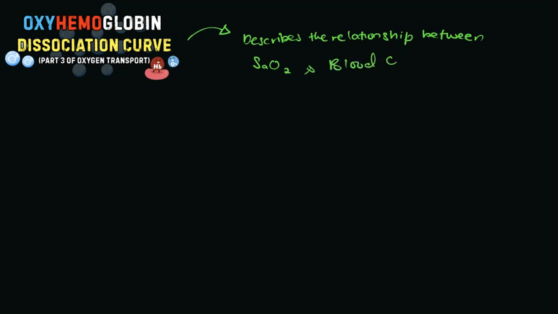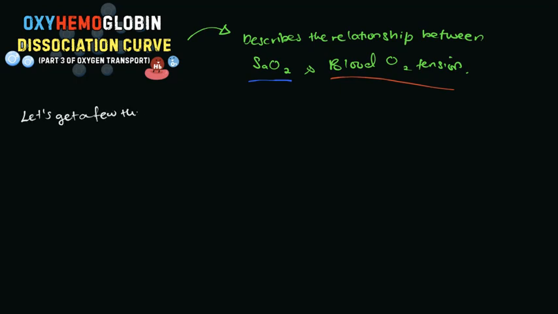Hi and welcome back. This is part 3 of oxygen transport. Today we are going to talk about the oxyhemoglobin dissociation curve. So let's go. So what is the oxyhemoglobin dissociation curve? It is a curve that describes the relationship between saturation of oxygen and blood oxygen tension.